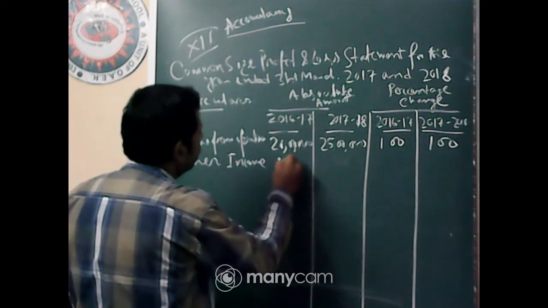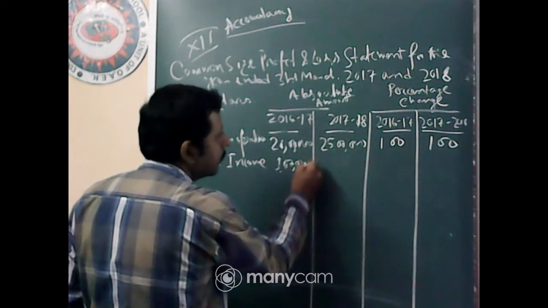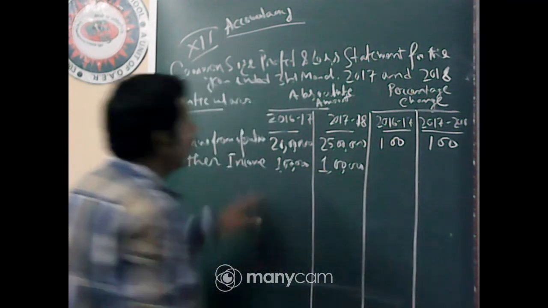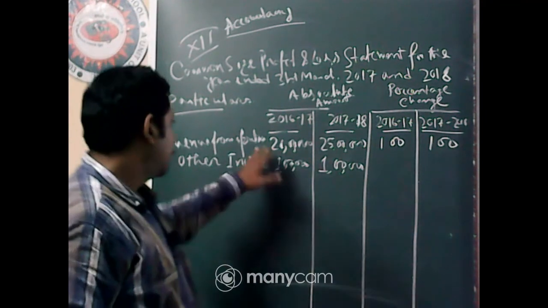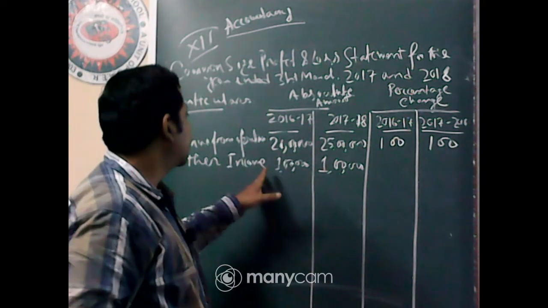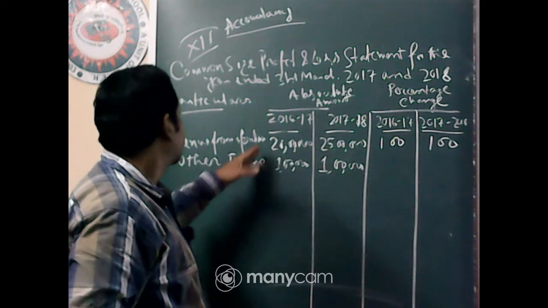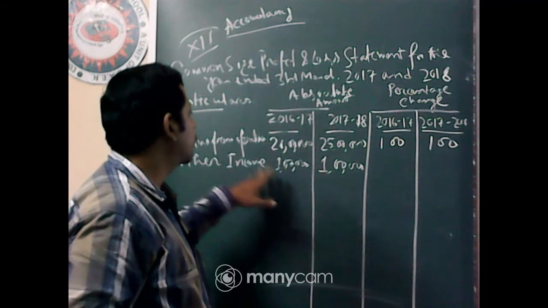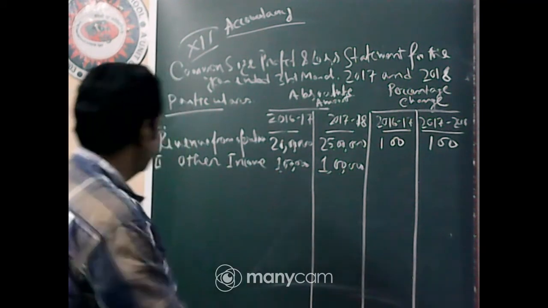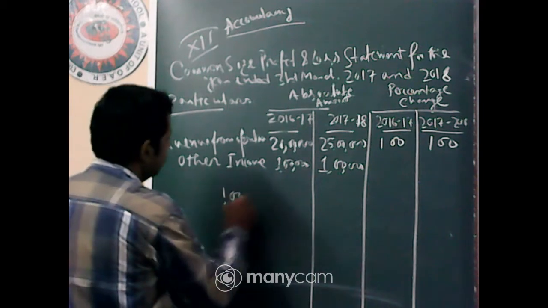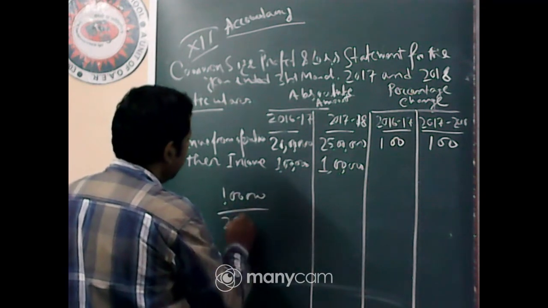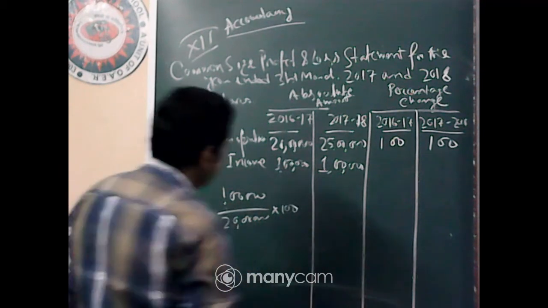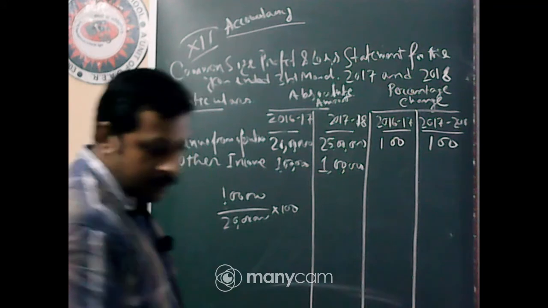And what is the absolute figure? 1 lakh, and 1 lakh. And we have to compare this 1 lakh, what is the percentage of other income on the basis of revenue from operation. So, what will be the percentage? Just 1 lakh divided by 20 lakh into 100. Okay, 1 lakh divided by 20 lakh into 100.